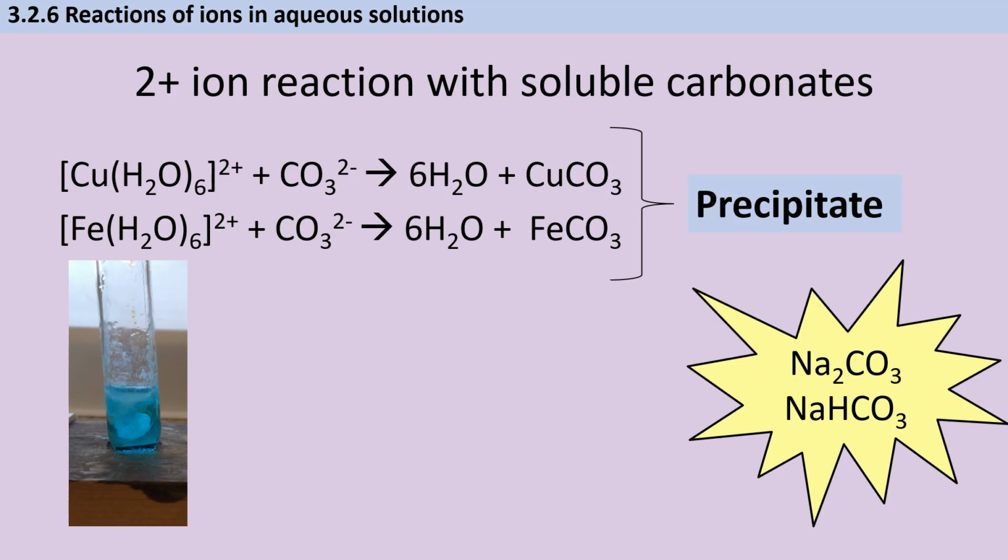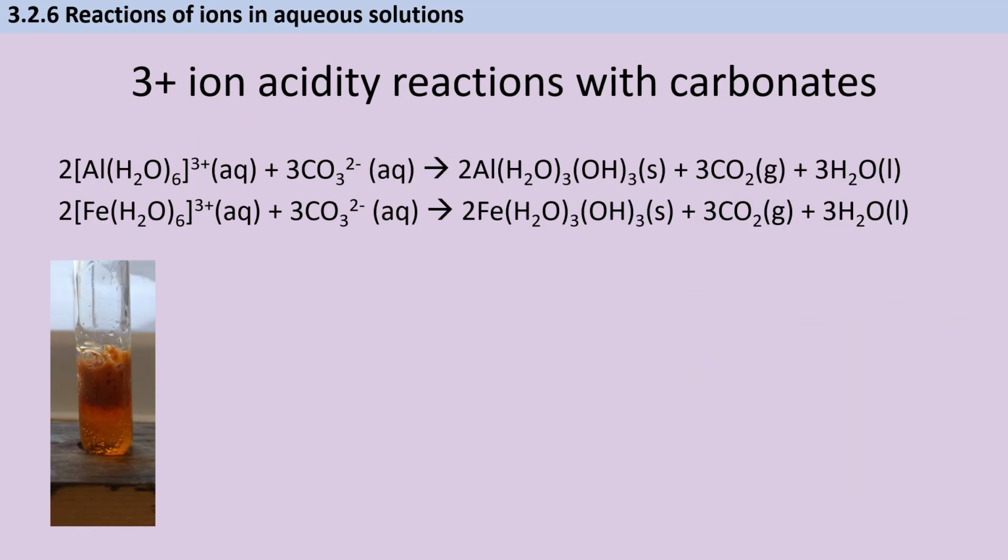Next on the list of test tube reactions is the reaction of 2+ ions with soluble carbonates like sodium carbonate or sodium hydrogen carbonate. In each instance, rather than forming a complex ion with 6 water ligands, the metal ion joins with the carbonate anion and the 6 water molecules are kicked out and left over. This leaves a precipitate to form. The reactions of the 3+ ions are slightly more complicated than the reactions of the 2+ ions, but it helps if you remember that the 3+ ions behave more like acids due to their greater polarising power because of the higher charge. If you think about how an acid would react with a carbonate, you know it makes a salt and carbon dioxide and water, and that's exactly what's happening.